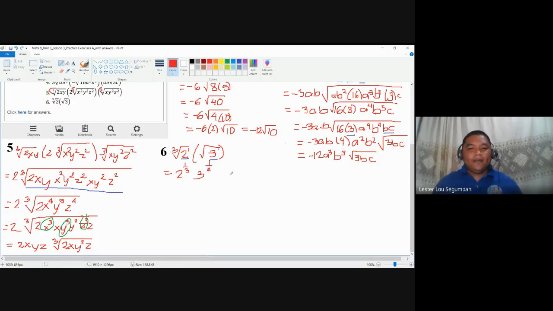Before we can multiply them, we need to come up with a fraction form of the exponents so that they have the same denominators, because the denominators later on will return to indices.